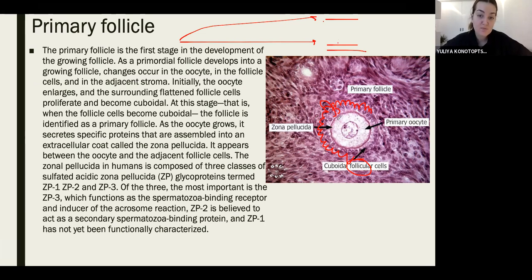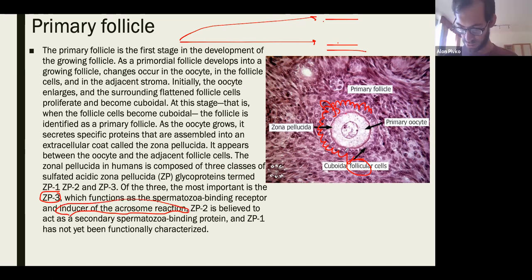Stratified cuboidal follicular cells make something. They secrete a glycoprotein, and this glycoprotein is coating your oocyte here. This glycoprotein is called zona pellucida. Okay, so zona pellucida is made in the primary follicle. It is made by the granulosa cells. Zona pellucida consists of three glycoproteins, which you name ZP1, ZP2, and ZP3. Out of the three, I guess ZP3 is the most important one because it actually induces the acrosome reaction. And what is the acrosome reaction?